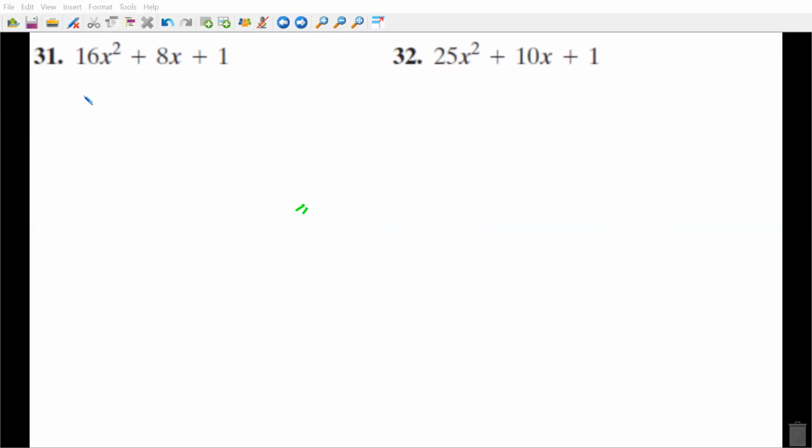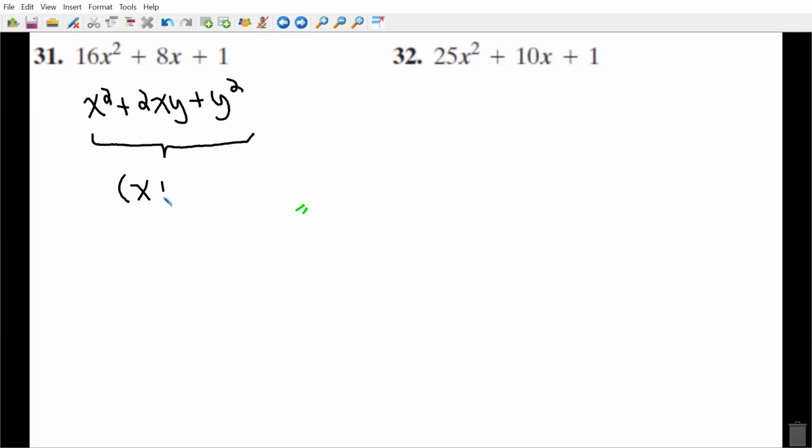This is going to be a x squared. X squared plus 2 times x times y plus y squared. And when I have this, this is the perfect square of x plus y squared.